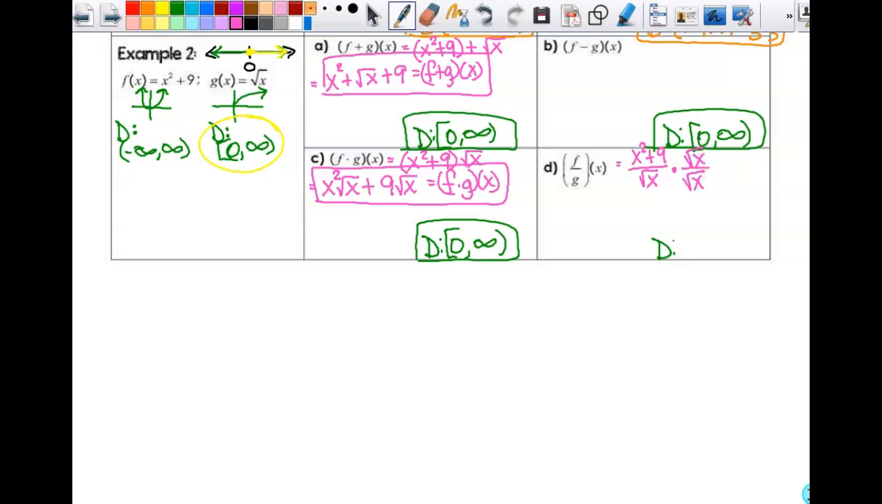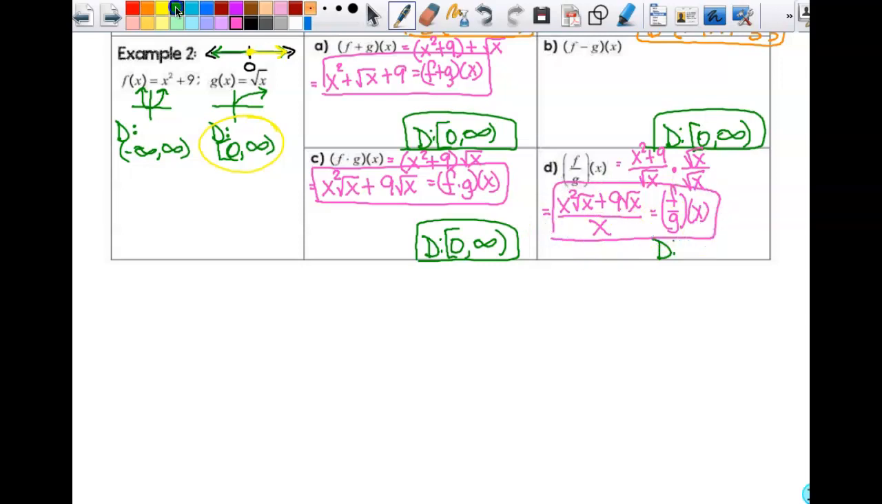So when I multiply straight across, the numerator is basically just doing this. I'm multiplying this again, so that gives me x squared times the square root of x plus 9 times the square root of x. And then what is the square root of x times the square root of x? X. Can I cancel this x out with this one? Or any of them? No. That is it. That is f over g of x.